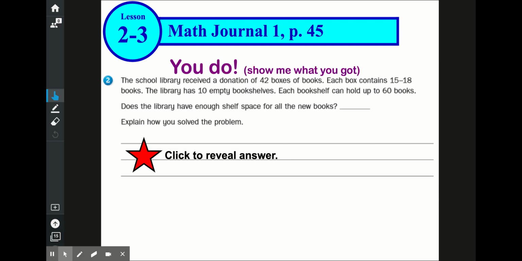All right, now I would like you to try number 2. I'm going to read this to you. You're going to pause the video, do all of your work, explain your thinking. So you need to answer the question and explain how you solved it. The school library received a donation of 42 boxes of books. Each box contains 15 to 18 books. The library has 10 empty bookshelves. Each bookshelf can hold up to 60 books. Does the library have enough shelf space for all of the new books? Explain how you solve the problem. So go ahead and pause the video now and work this out. Come back when you're finished and check your thinking with me.